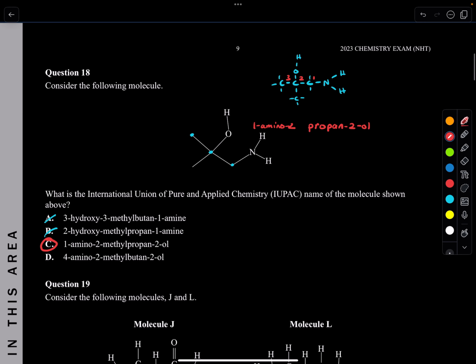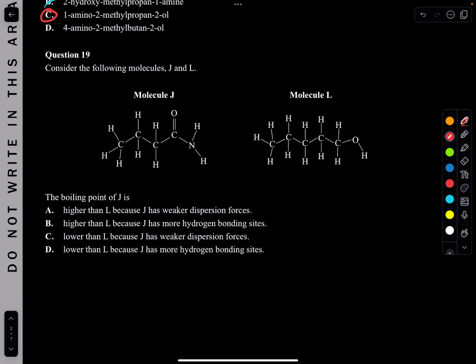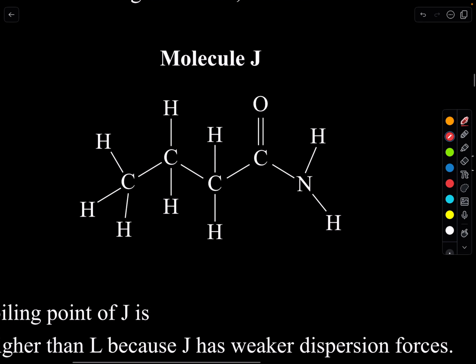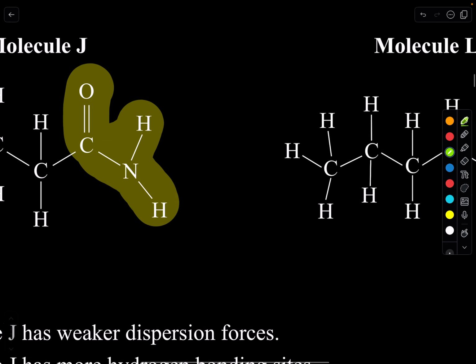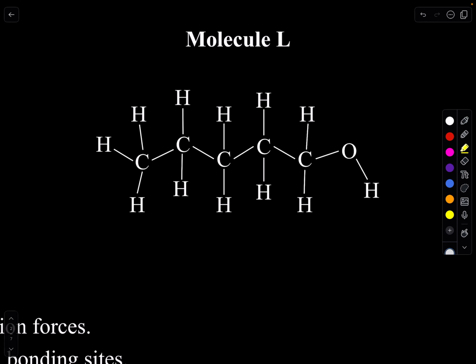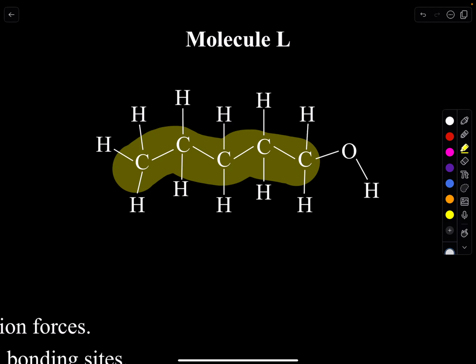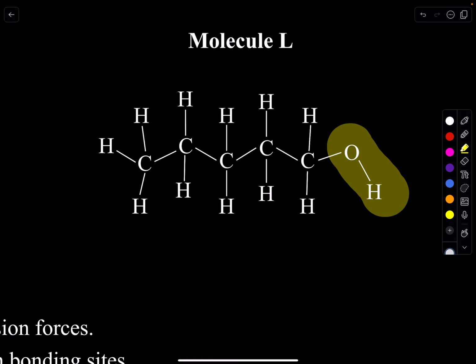Done. Question 19. Consider the following molecules J and L. All right, so J and L. The boiling point of J is higher, lower? Okay, let's have a look at J first. J looks good, and we have a nice amide group here. Whereas if we look here, we can see that it has more carbons and it has a hydroxyl group here.